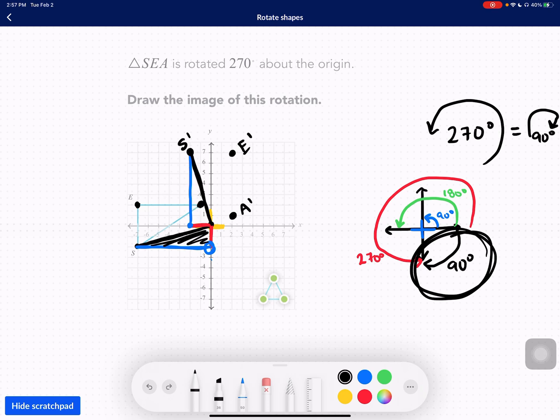Okay? So let me go ahead and erase some of the doodles here. There we go. All right, so now we have our triangle. S prime, E prime, A prime. And you can see how long is the side length. SE should be 4 units. 1, 2, 3, 4. Yep, 4 units.